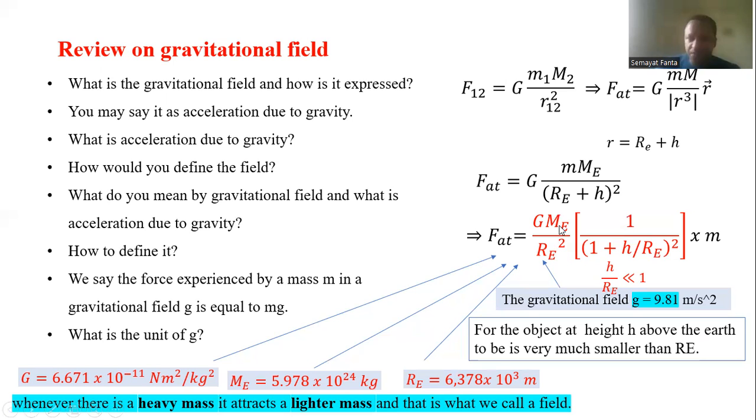If you substitute the values of G, ME, and RE squared, what we finally get is 9.81. You can substitute and check with a calculator. In that part we neglect it: not 1 over 1, because H over R is very small.